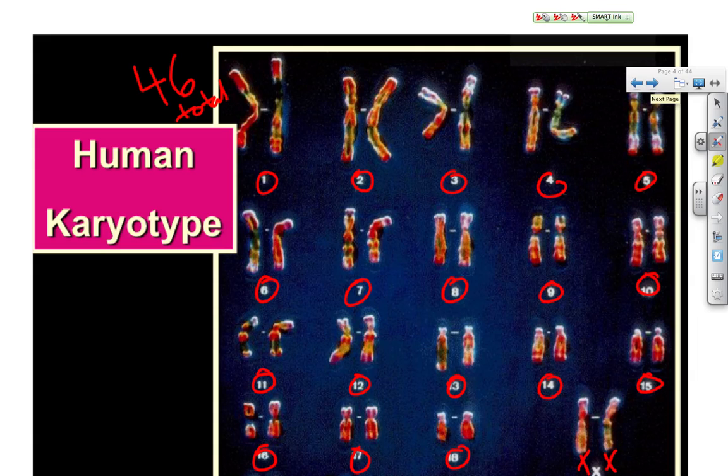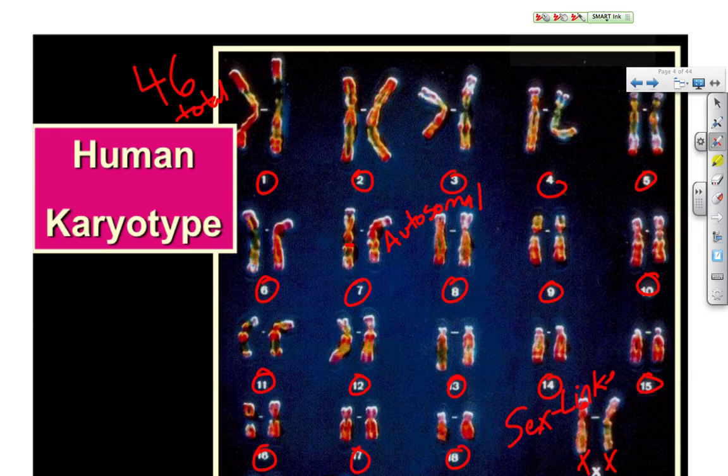And so genes that are located on, for example, chromosome number 7, if we had a gene on there, that would be called an autosomal gene because it's on a normal chromosome. Now, if we had a gene on the X chromosome, it would be called sex linked.